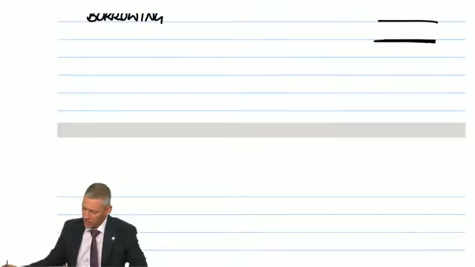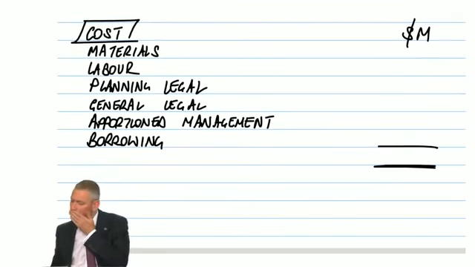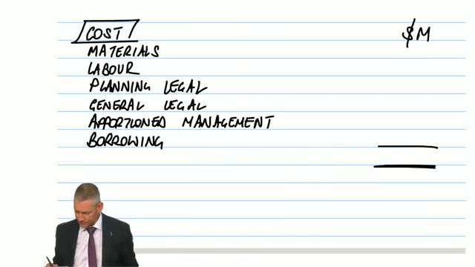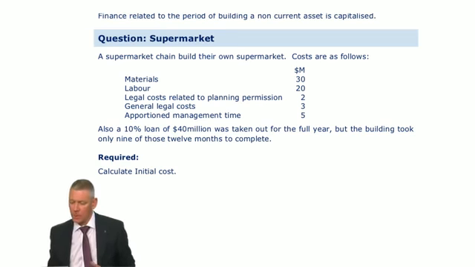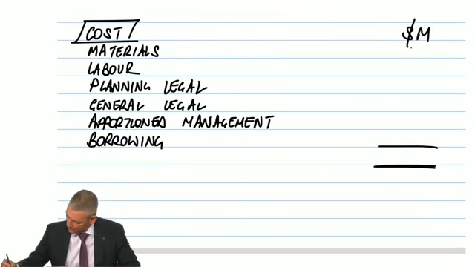And that's our target. We're going to populate this little spreadsheet here. So we'll capitalise the cost if it's directly related to the building, and we won't if it's not. So a supermarket chain build their own supermarket, costs are as follows. Materials and labour, 30 and 20, yep, they get capitalised.